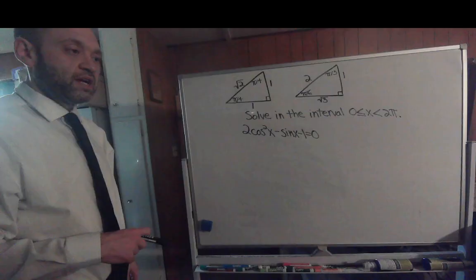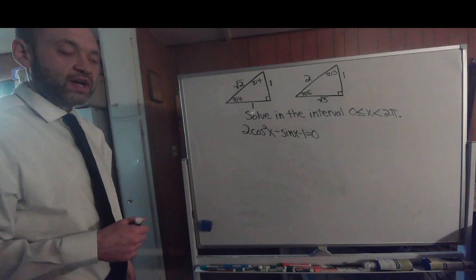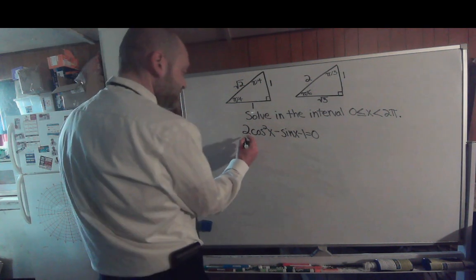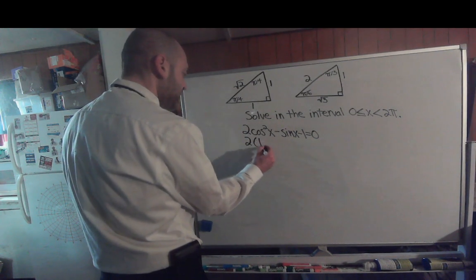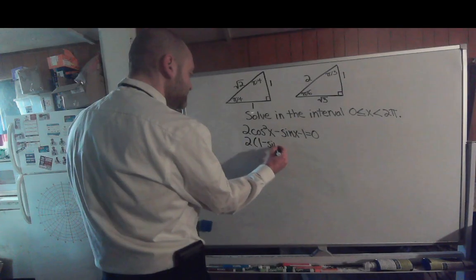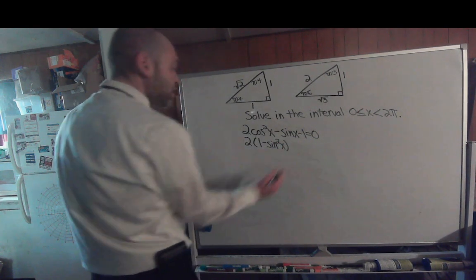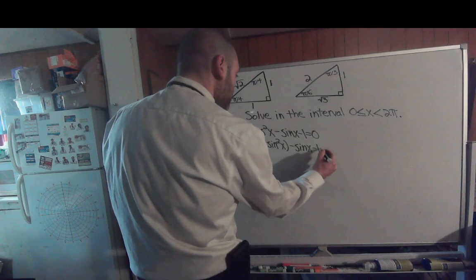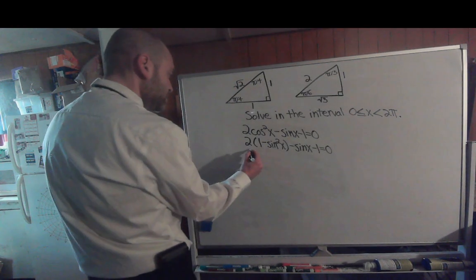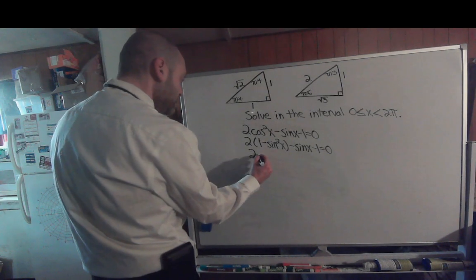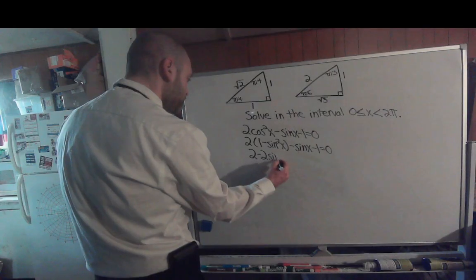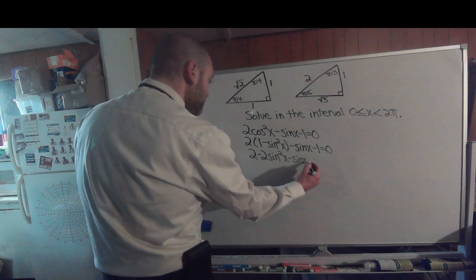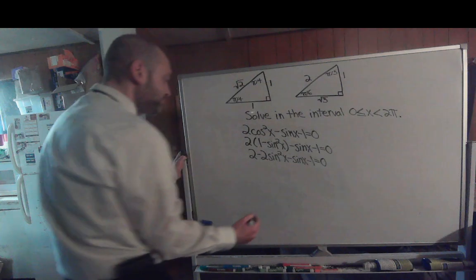We know cosine squared of x plus sine squared of x equals 1. So that means cosine squared of x would be 1 minus sine squared of x. So you could make this 2 times the quantity of 1 minus the sine squared of x, all that minus the sine of x minus 1 equal to 0. So you would end up getting 2 minus 2 times the sine squared of x minus the sine of x minus 1 equal to 0.